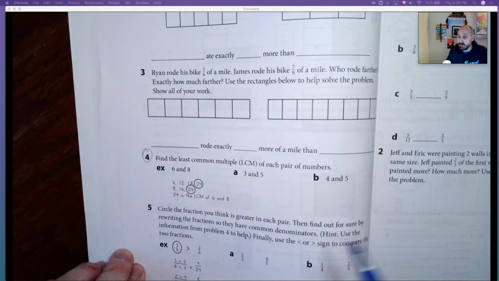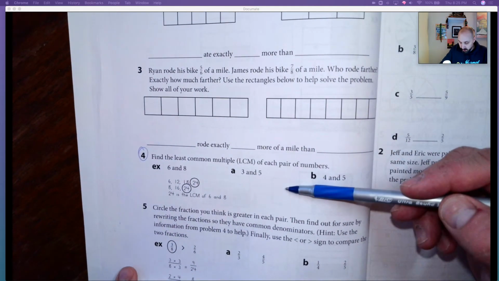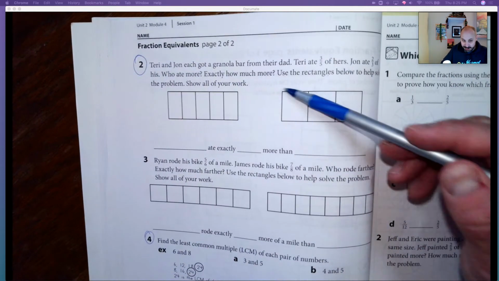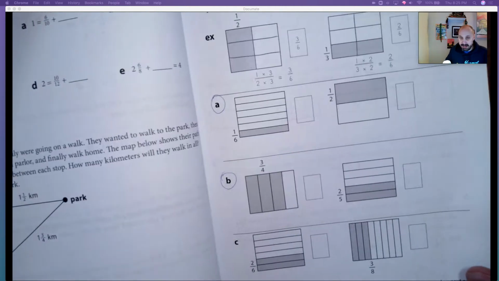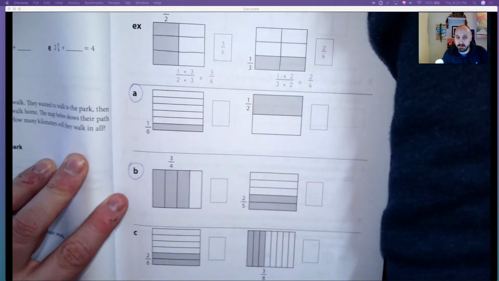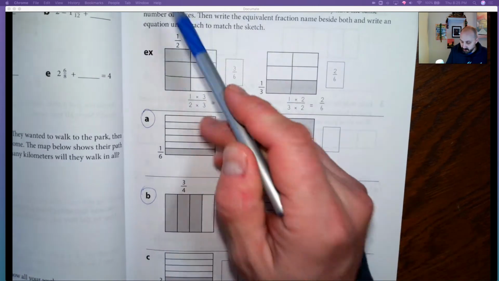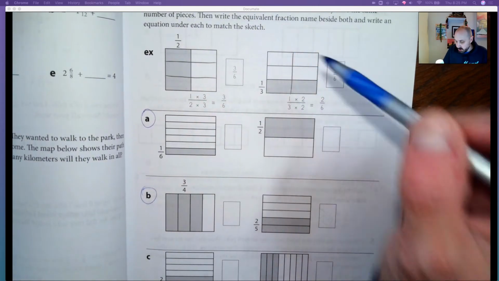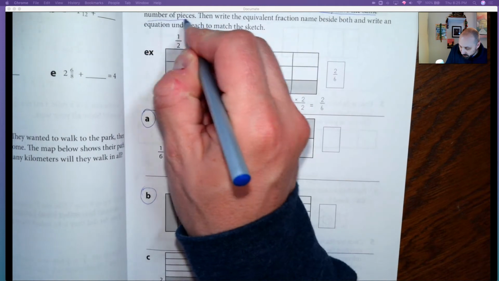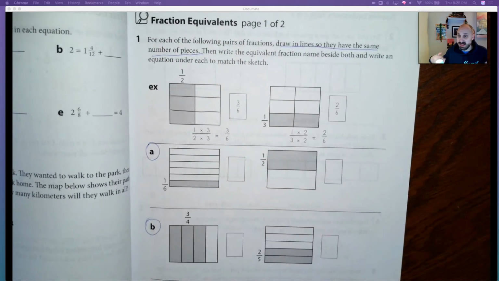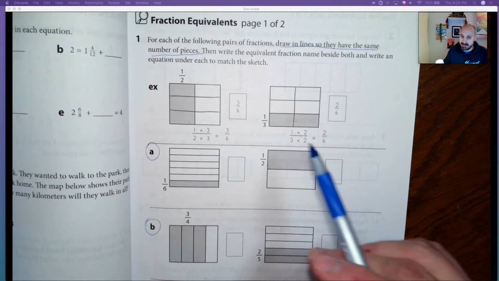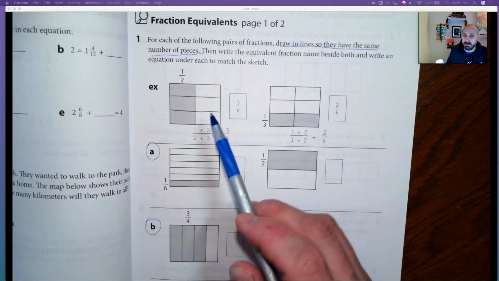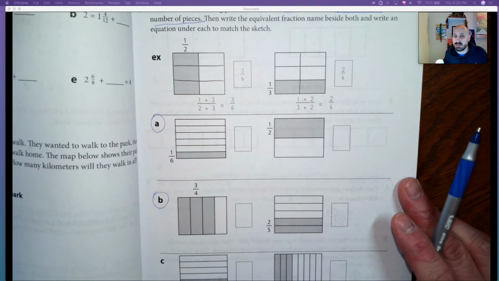So I'm going to do the video for number 2 and 4 on page 62, and then I will do A and B on 61, and I would like you to do C on the bottom. Basically, it says for each of the following pairs of fractions, draw in lines so they have the same number of pieces. We're essentially making equivalent fractions using the area model, cutting both fractions in the rectangles into the same amount of pieces. Then write the equivalent fraction name beside both and write an equation under each to match the sketch. So let's look at what that looks like.